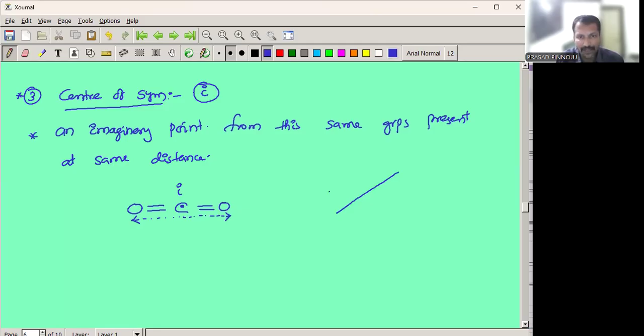Similarly, take meso-tartaric acid or any kind of meso compound. Here it is OH, here it is COOH, and here it is CH3. Now here this is OH, and here it is COOH, and here it is CH3. This is meso-tartaric acid. There is an imaginary point present here. From that point I move in this direction and I get oxygen, that is OH, in this direction also. Here it is a methyl group, and here also a methyl group.